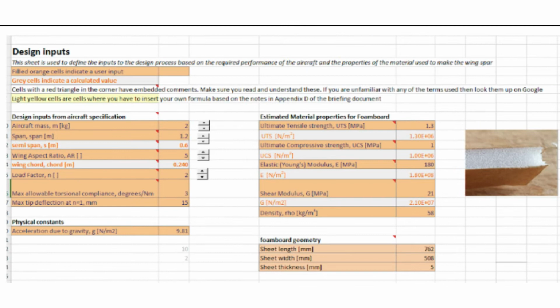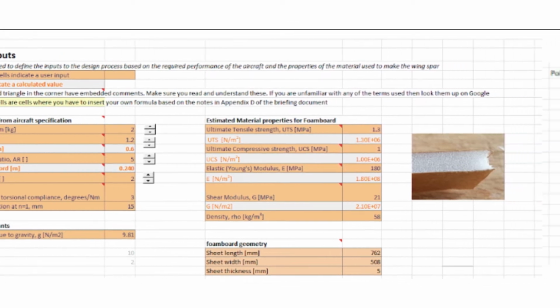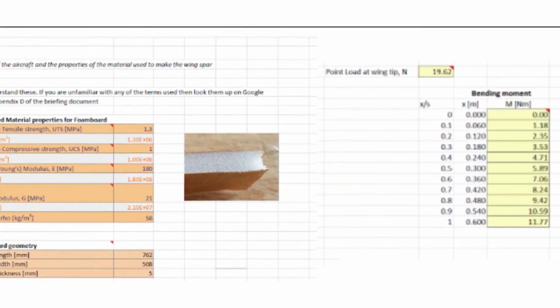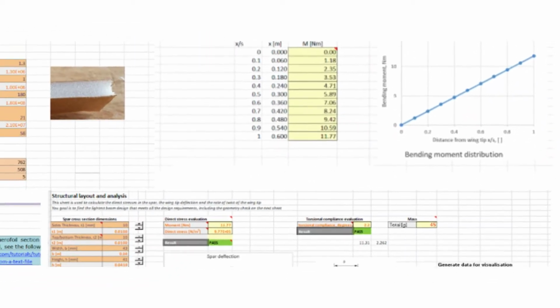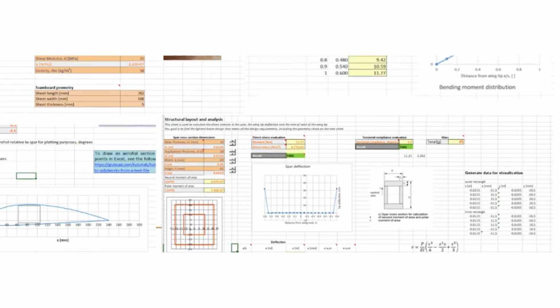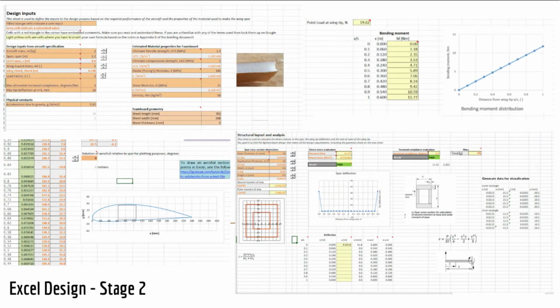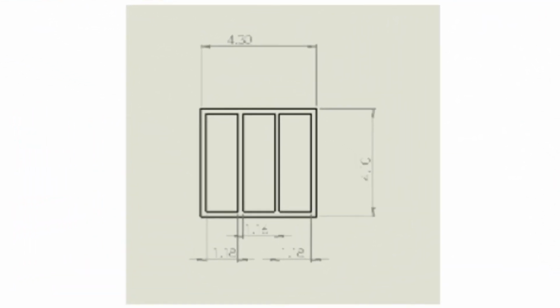Stage 2 included the use of an Excel document, which brought the design ideas into fruition. Using the values in the briefing document, we were able to compute dimensions and also values for calculated bending moments and wingtip deflections. By altering spar cross-section dimensions, we were able to find the lightest beam to pass direct stress and torsional compliance evaluations. We then moved on to SolidWorks.